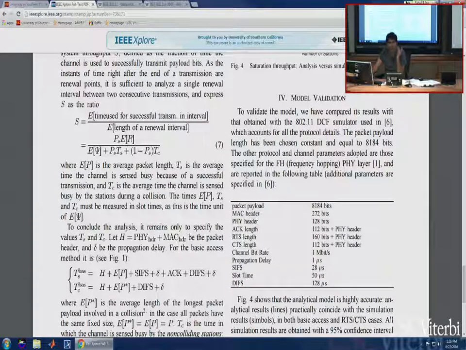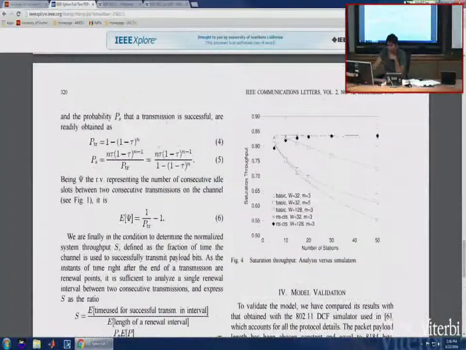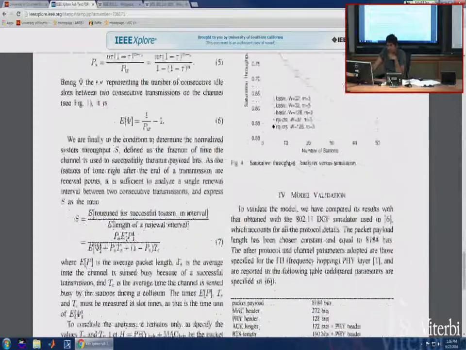They're only focusing on the portion of time that the packet is actually being sent, whereas for the TS, they're also using some additional overhead time where the channel might be sensed busy because of a successful transmission. TC is the collision time, just like we had before. PS is the probability that a transmission is successful.